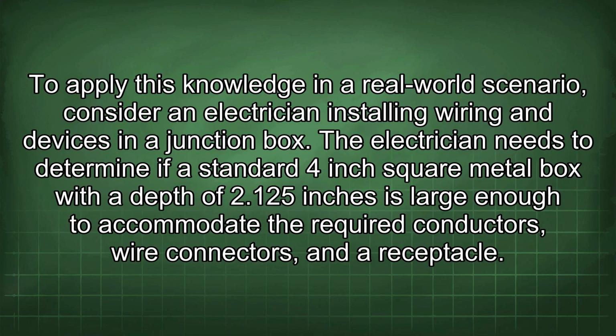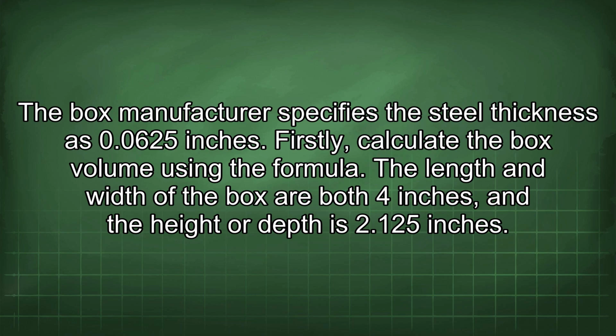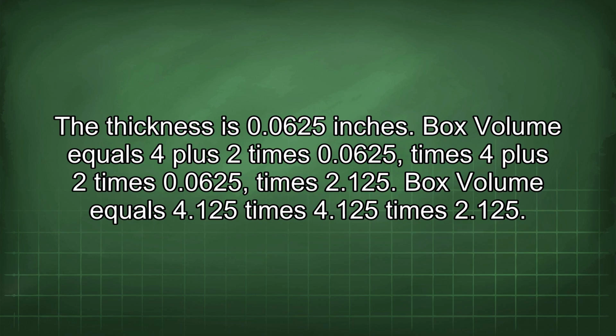To apply this knowledge in a real-world scenario, consider an electrician installing wiring and devices in a junction box. The electrician needs to determine if a standard 4-inch square metal box with a depth of 2.125 inches is large enough to accommodate the required conductors, wire connectors, and a receptacle. The box manufacturer specifies the steel thickness as 0.625 inches. Firstly, calculate the box volume using the formula. The length and width of the box are both 4 inches, and the height or depth is 2.125 inches. The thickness is 0.625 inches.